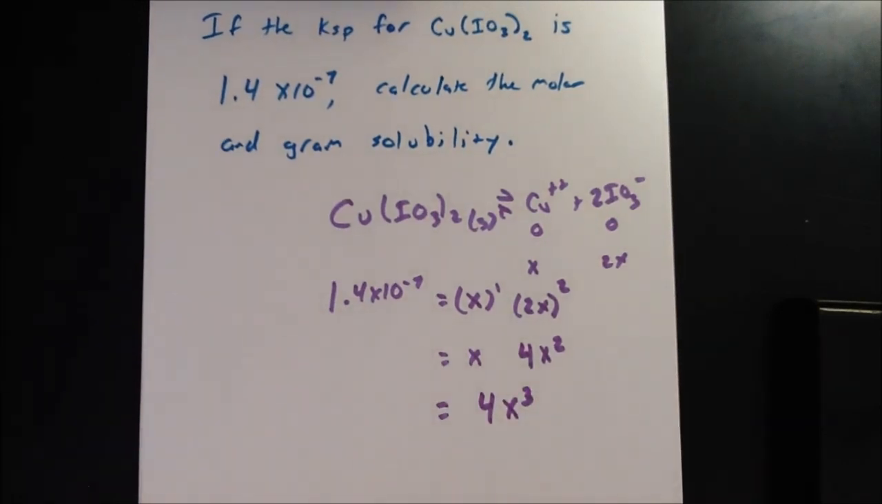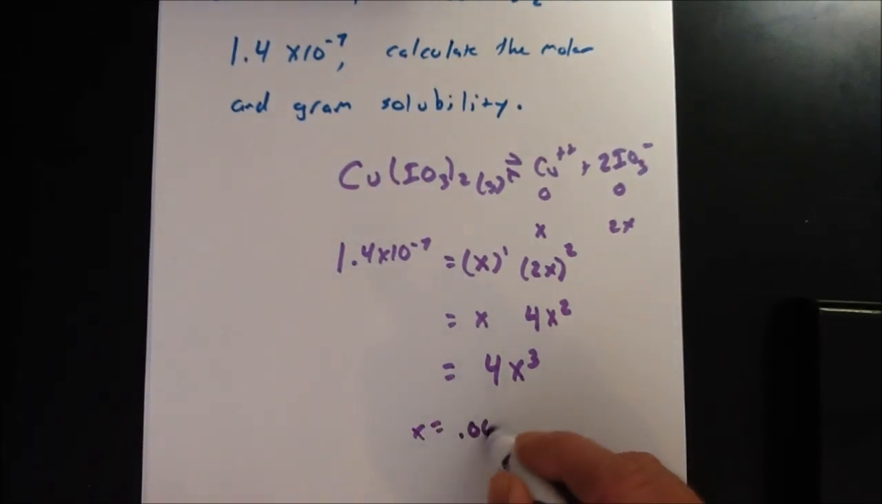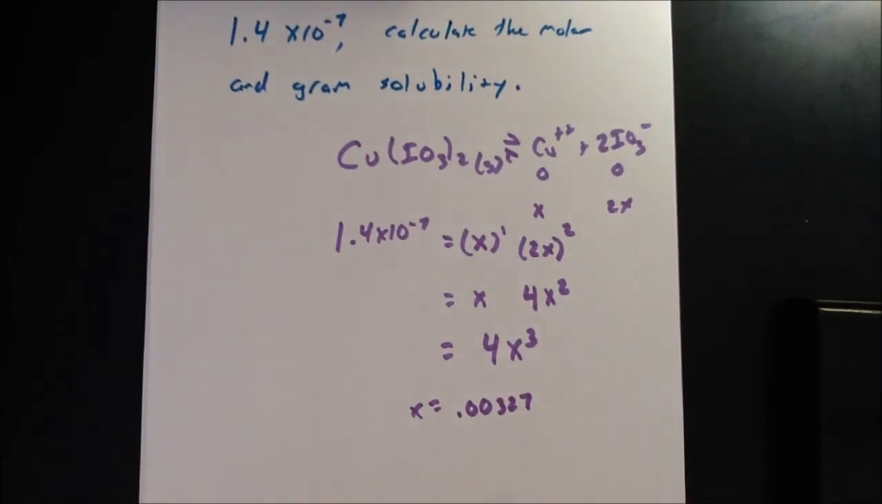So I'm now ready to solve that for x. So 1.4 times 10 to the negative 7, divide by 4, and then I'm going to raise it to the 1/3 power, or take the cubic root. And I end up with x equals 0.00327. Alright, now let's interpret that.